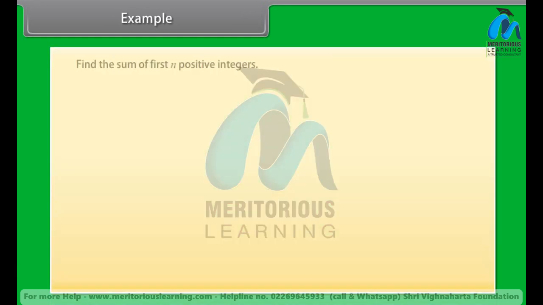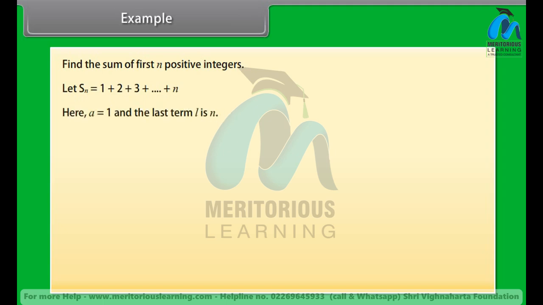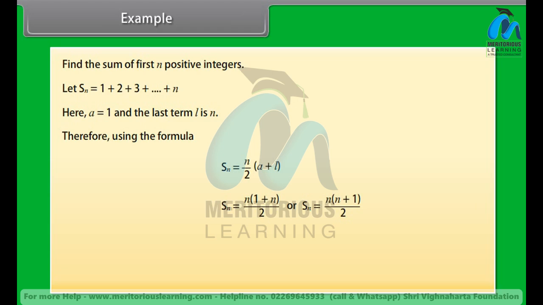500500. Find the sum of first n positive integers. Let Sn is equal to 1 plus 2 plus 3 plus and so on plus n. We can see that here a is equal to 1 and the last term L is n. Therefore, using the formula Sn is equal to n upon 2 into (a plus L), we get Sn is equal to n into (1 plus n) whole upon 2, or Sn is equal to n into (n plus 1) whole upon 2. So, the sum of first n positive integers is Sn is equal to n into (n plus 1) whole upon 2.